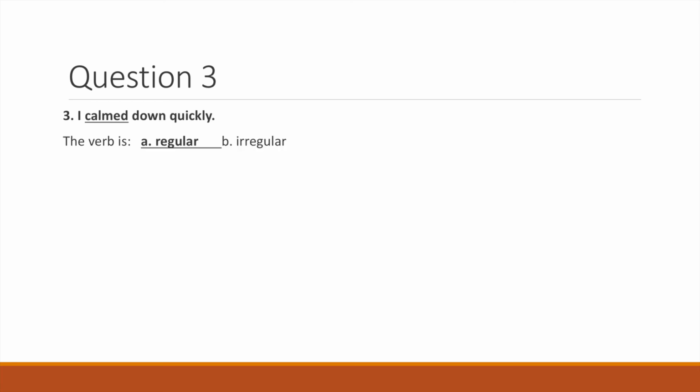Question 3. I calmed down quickly. Looking at this statement, we have calmed. The base verb calm plus ed. This verb follows the rules of grammar and therefore A is the correct answer.